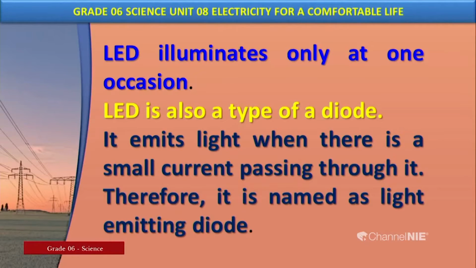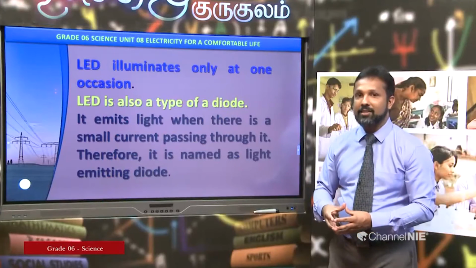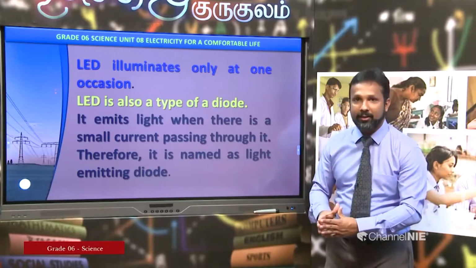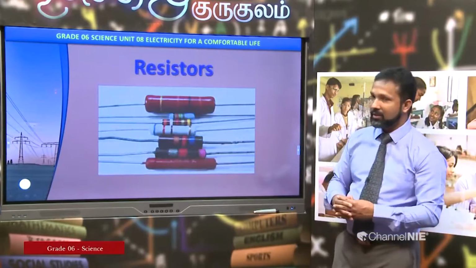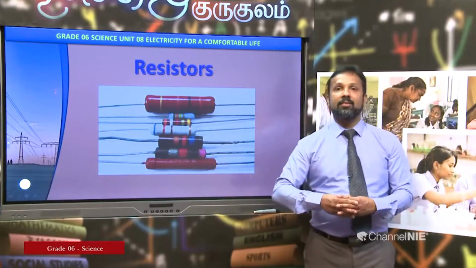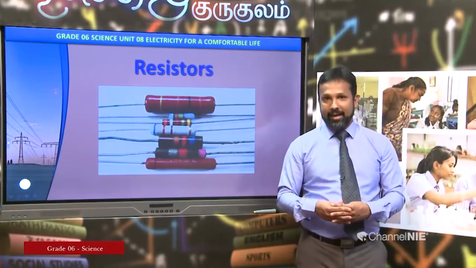As I told you earlier, you can further study about this by focusing your attention. It emits light when there is a small current passing through it. Therefore, how did we call that? It is named a light emitting diode, as it emits light when current flows through it. Right. Let's move to the third electrical device that we are going to study today.